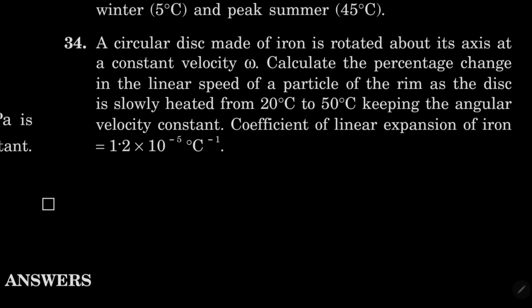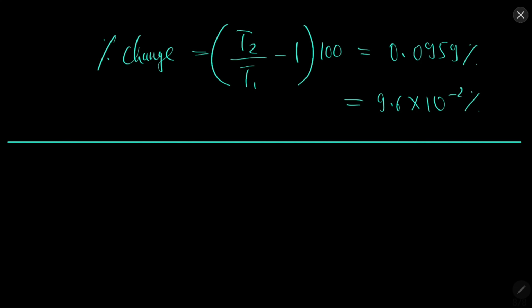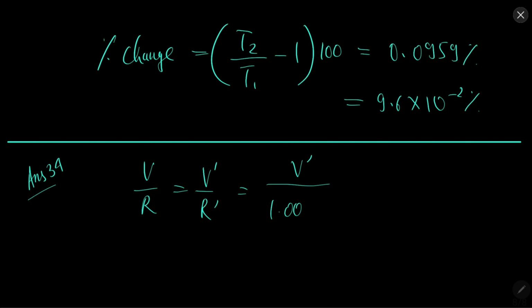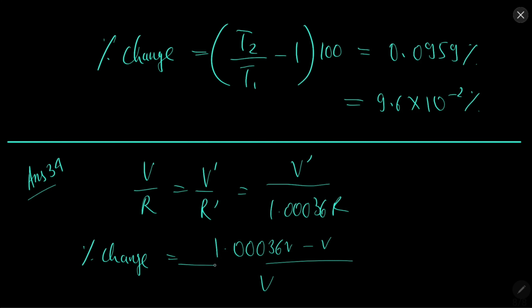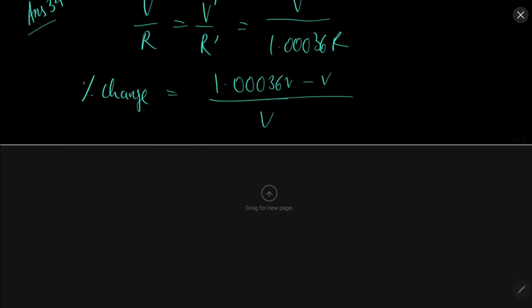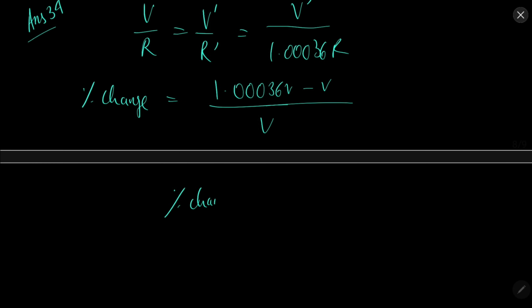In question 34, a circular disc is there. Calculate the percentage change in the linear speed of the particle of the ring. Solution 34. So V by R equals V dash by R dash. V dash over 1.00036 R. Percentage change is 1.00036 V minus V over V. It will come out to be 3.6 into 10 to the power minus 2 %, into 100 also.